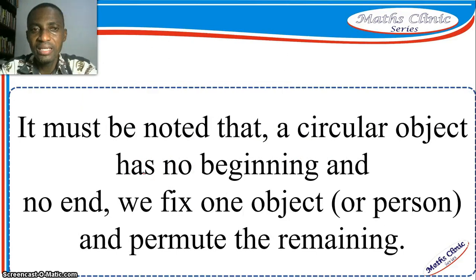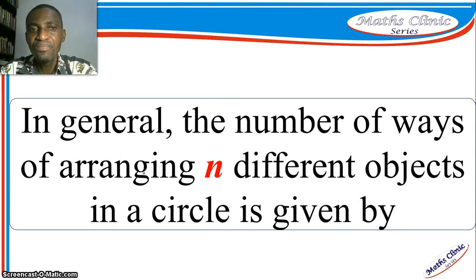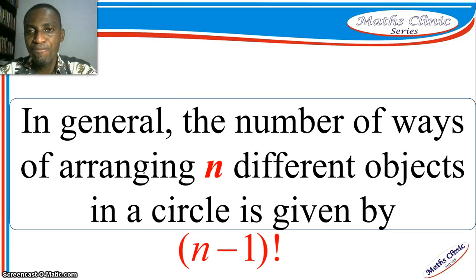Now let's consider this. It must be noted that a circular object has no beginning and no end. We always fix one object or a person and permute the remaining. And so in general, we'll say that the number of ways of arranging n different objects in a circle is given by the formula n minus 1 factorial.